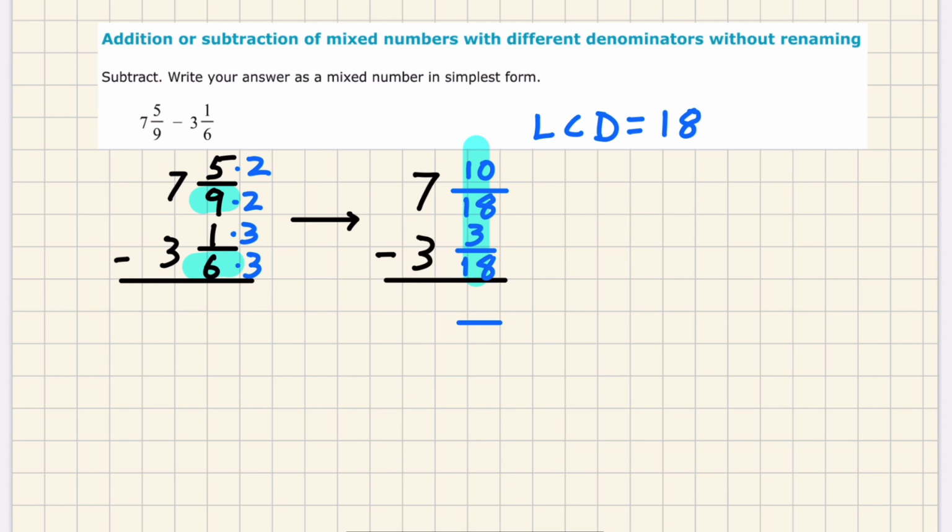Now that I have common denominators, I can subtract, starting with the fractions. I would keep that denominator of 18, and 10 minus 3 is 7. And for the whole numbers, 7 minus 3 is 4. This is in simplest form. Since I can't reduce the fraction, our answer is 4 7/18.